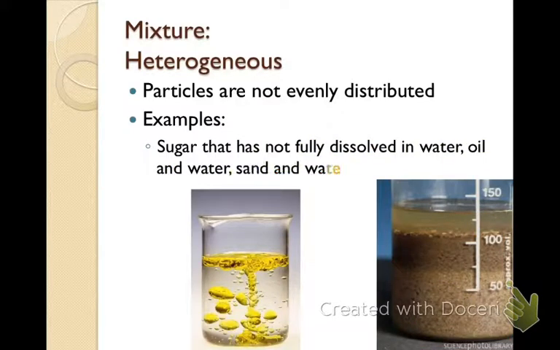So examples are sugar that hasn't fully dissolved in water, or your lemonade. So if you have a glass of lemonade, the sugar won't fully dissolve. You'll have sugar particles down at the bottom. That is a heterogeneous mixture. Oil and water is an example, and sand and water are examples as well. We call this immiscible, meaning that they won't dissolve in one another.